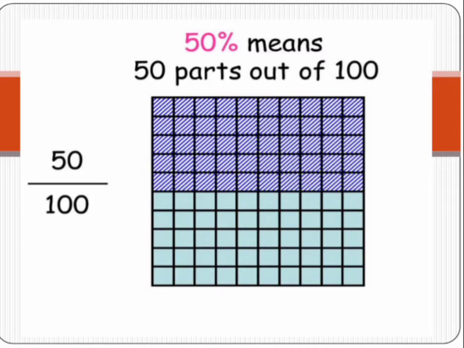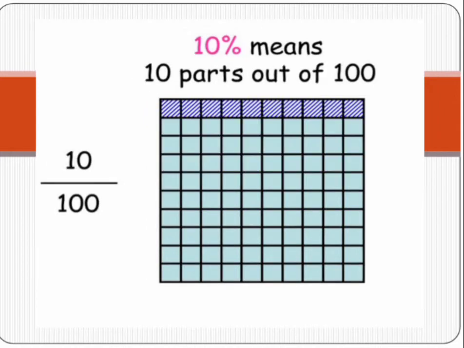Let us consider a square divided into 100 equal parts, out of which 50 small squares are shaded. The shaded part comprises 50 out of 100, that is 50%. Let us see one more example. A square is divided into 100 equal parts, out of which 10 small squares are shaded. The shaded part comprises 10 out of 100, that is 10%.